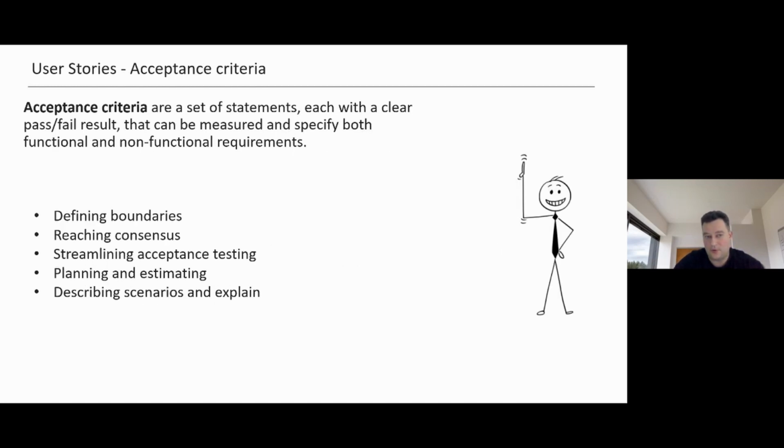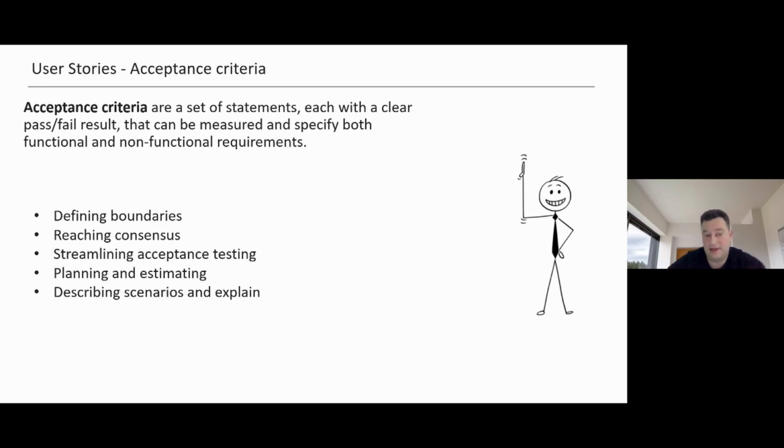And a couple of words before we finish about the user stories acceptance criteria. What is acceptance criteria? You can see, guys, the definition. The set of statements, each with a clear pass-fail result that can be measured and specified for both functional and non-functional requirements. So the set of statements. This is a simple answer for us. Please don't invent something new. Everything is simple.